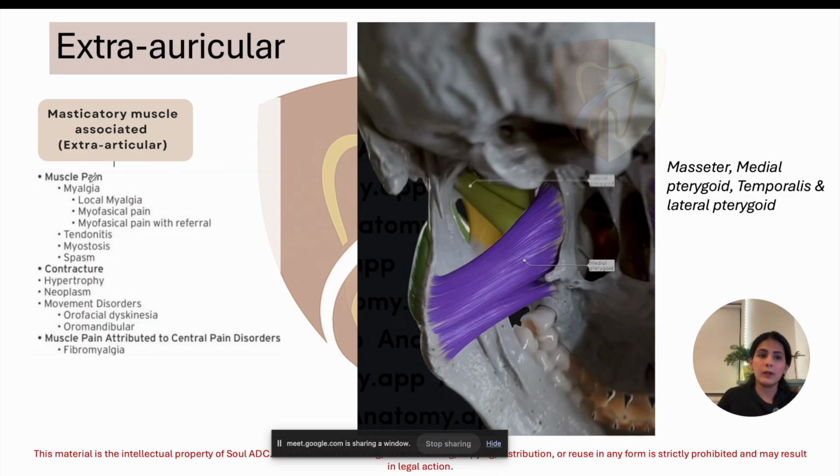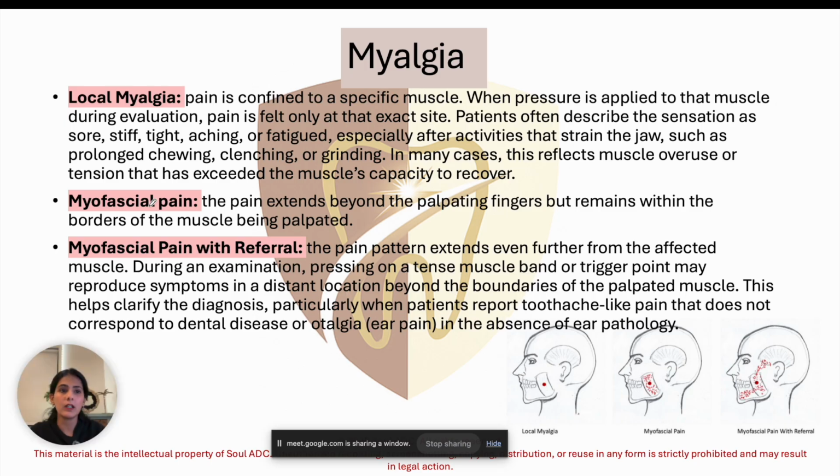So whenever I'm looking at these words, I can see a word called myalgia. Now algia is for pain, so myalgia will be muscle pain. Now there are different types of myalgia that we are talking about. Your first one is your local myalgia. In myalgia, we are talking about 3 types: your local, your myofascial, and your myofascial pain with referral. There is one trigger point, but there is slight variation in all the 3 types.